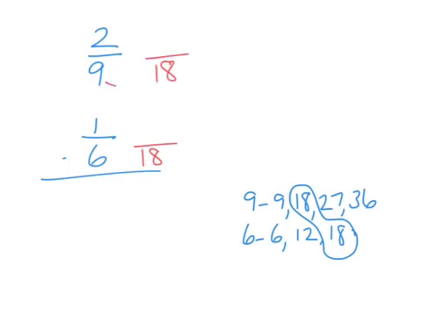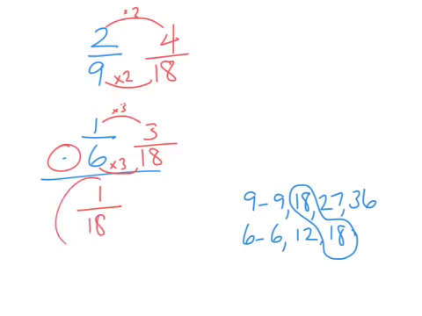I think, all right, I multiply 9 times 2 to get to 18. So I'm going to multiply 2 times 2, and I get 4. I'm going to multiply 6 times 3 to get 18. So I multiply 1 times 3, and I get 3. Now I subtract, because we're subtracting, and I have 1/18.